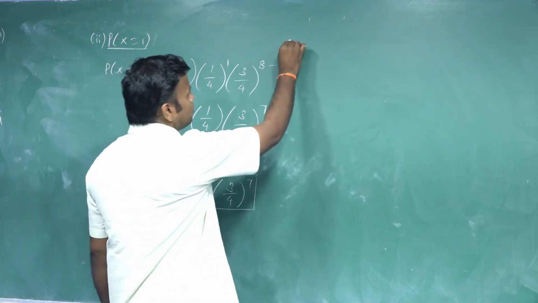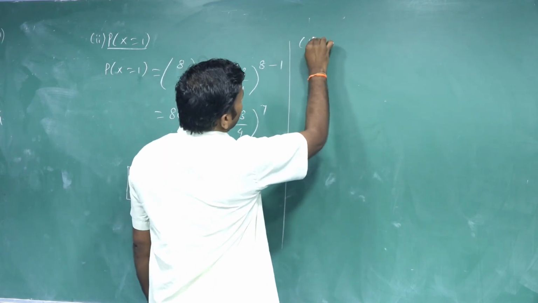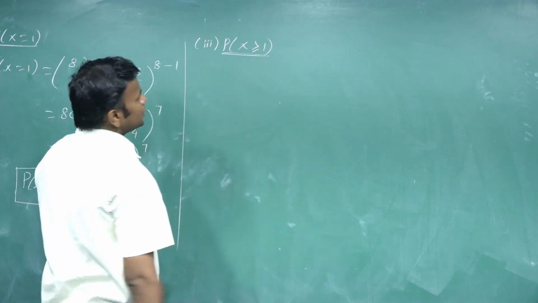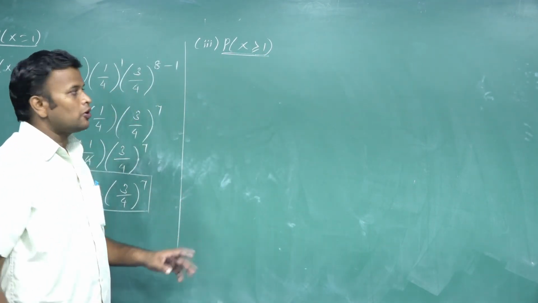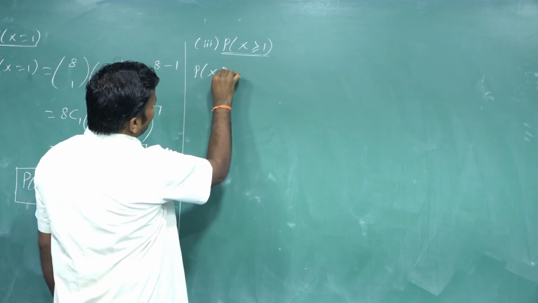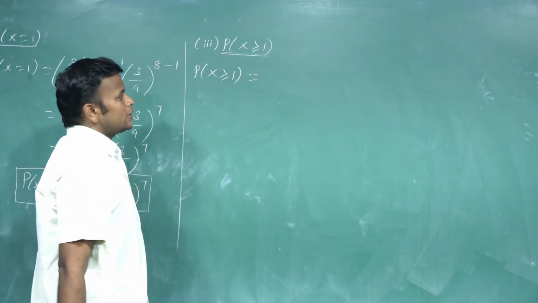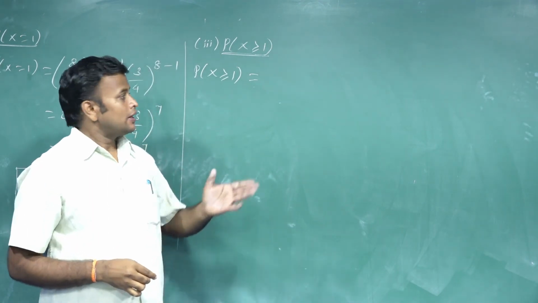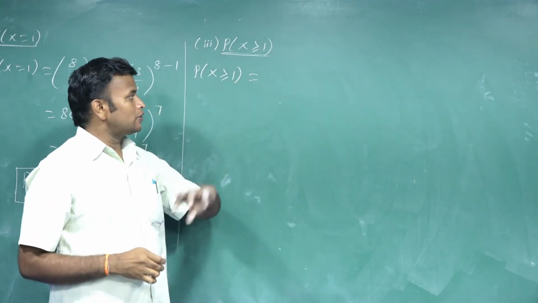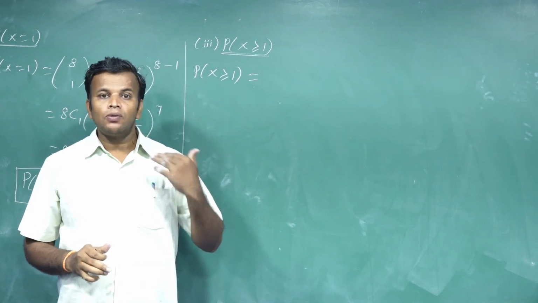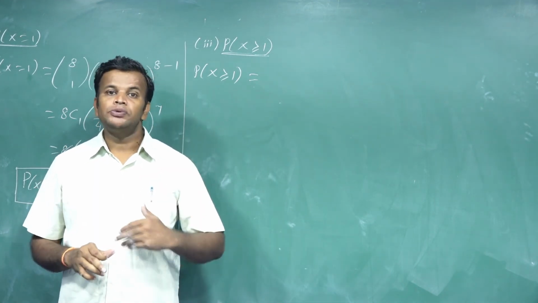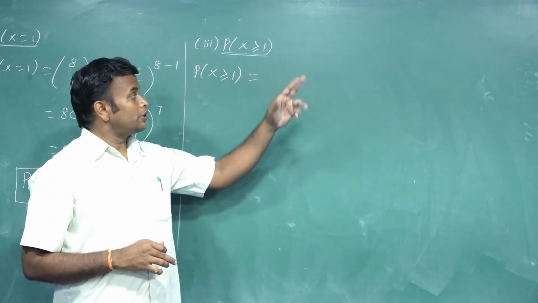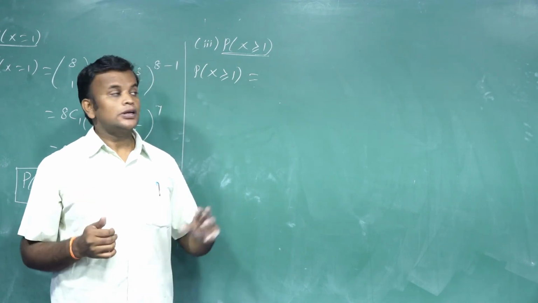Now to find the third one. The third one is P of x greater than or equal to 1. So to find this probability value, do you have any idea how to find P of x greater than or equal to 1? There are two cases. Either we write it as it is: P of x greater than or equal to 1 means P of x equal to 1 plus P of x equal to 2 plus, and so on up to 8. So totally there are 8 terms.